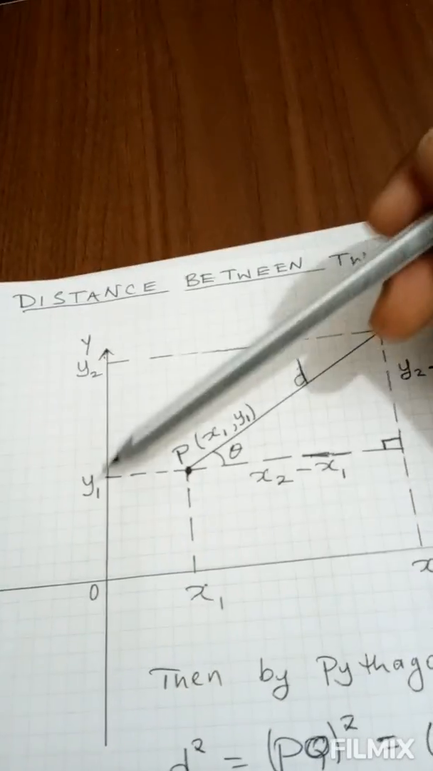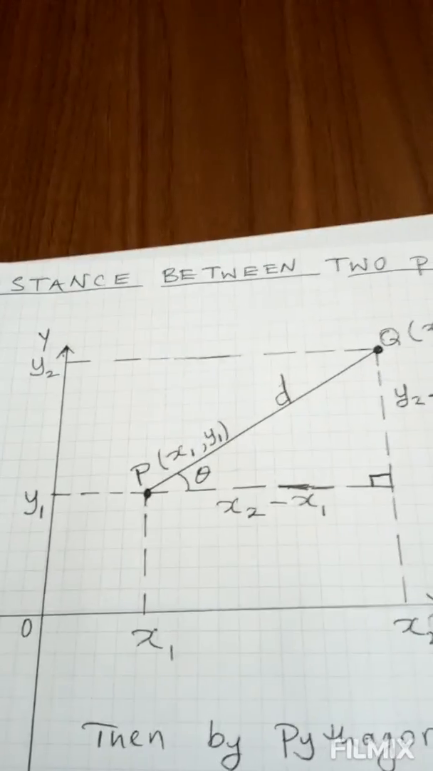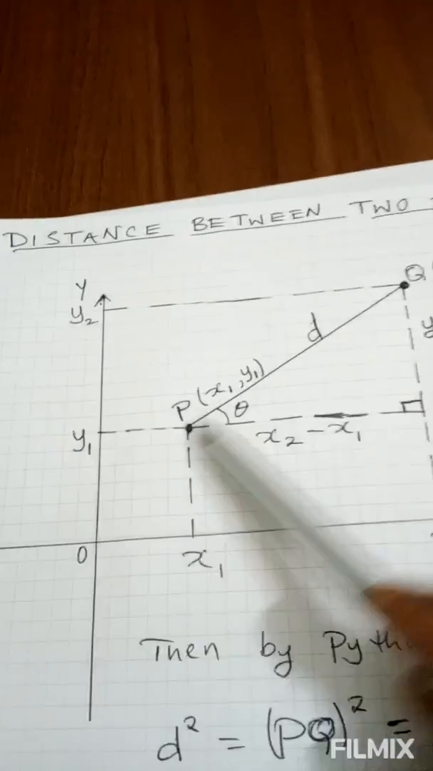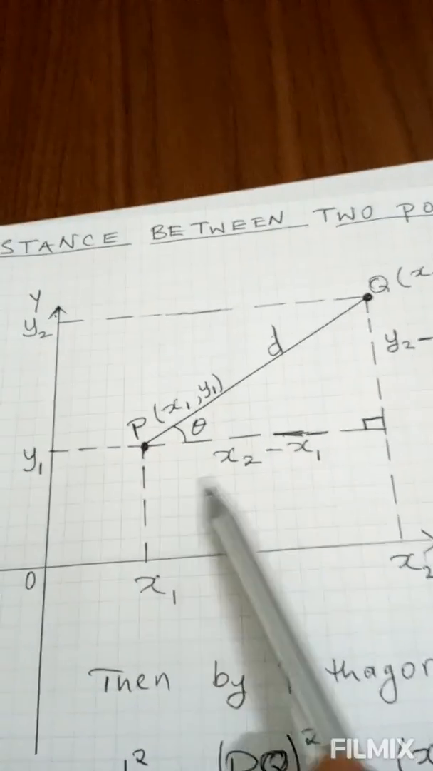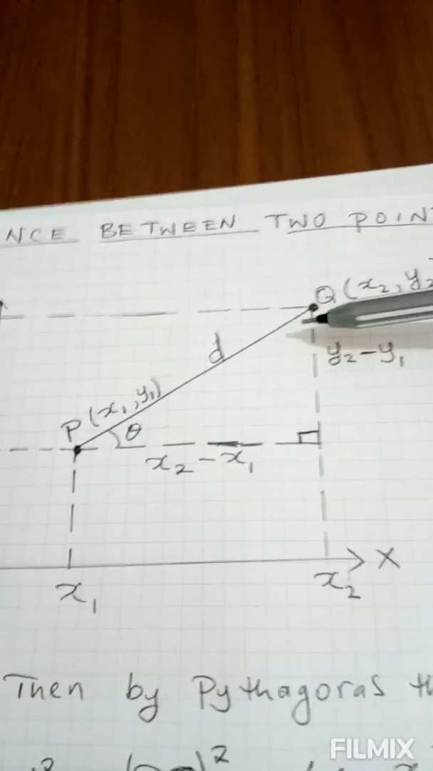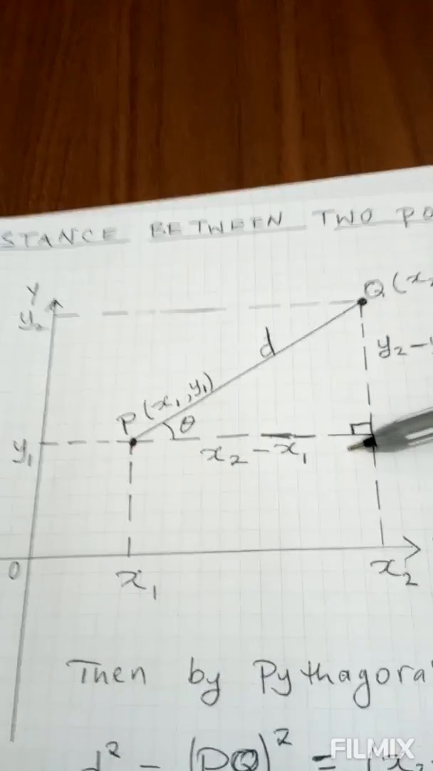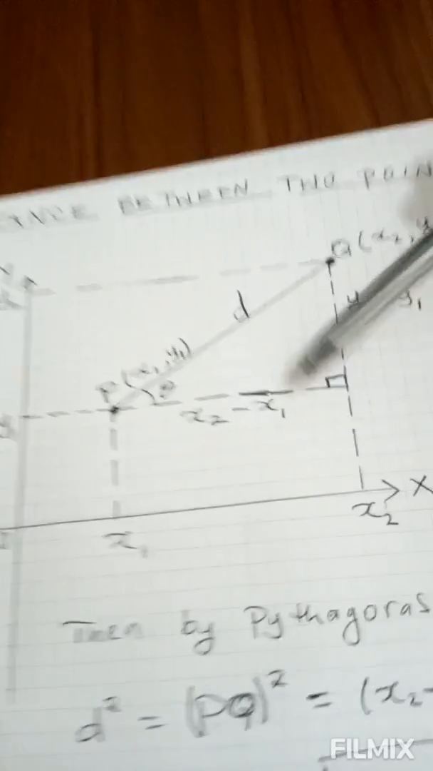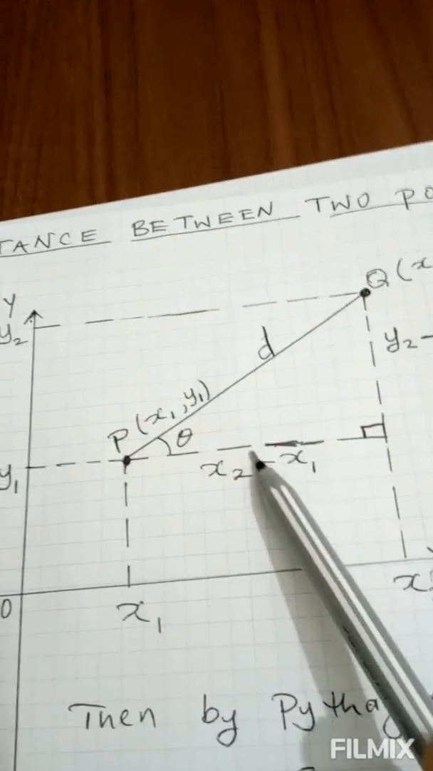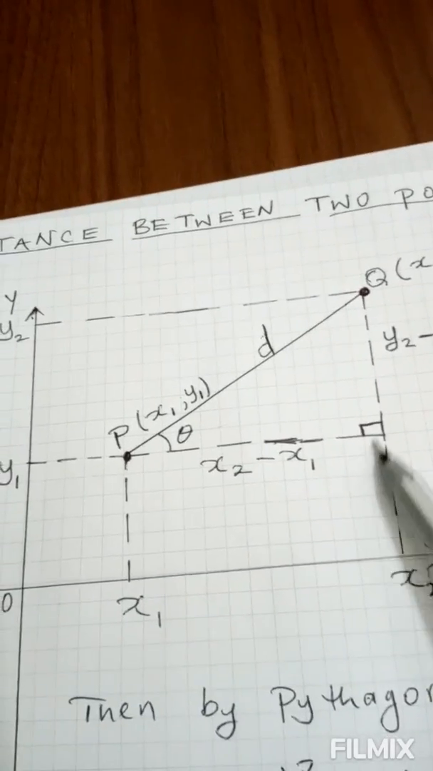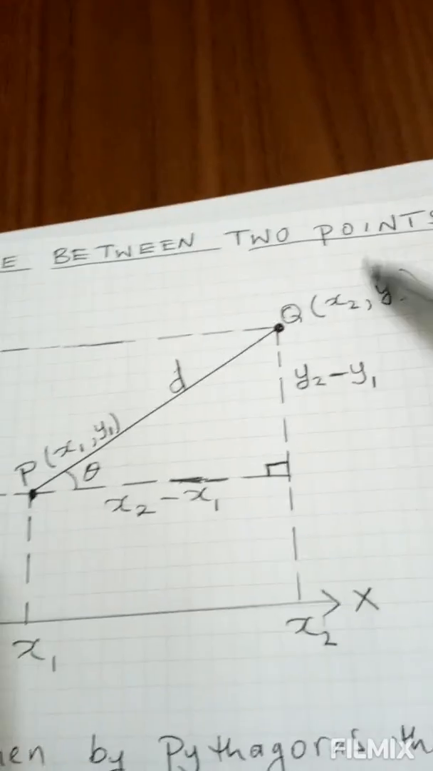Then we have 2 points of y here, y2 and y1. So this is a right-angled triangle. And how can we find the distance of this line? We can find this distance if we know the distance of this line and also this line. By what? By Pythagoras theorem, because this is a right-angled triangle. We can find this distance by squaring this side and this distance.